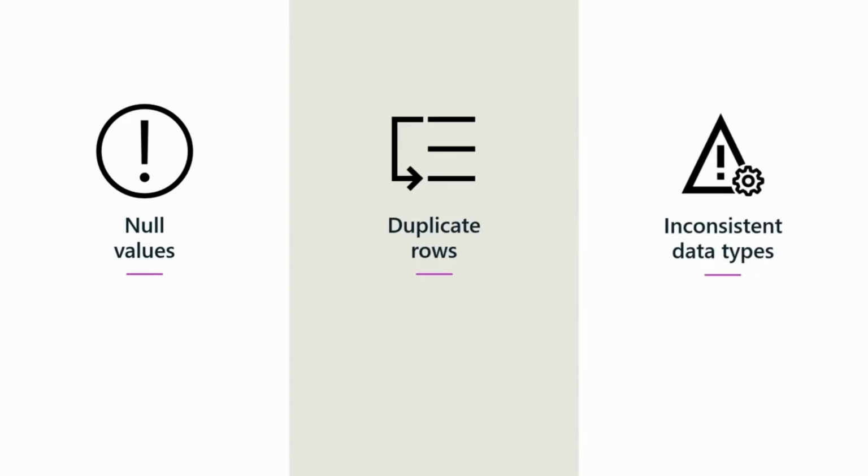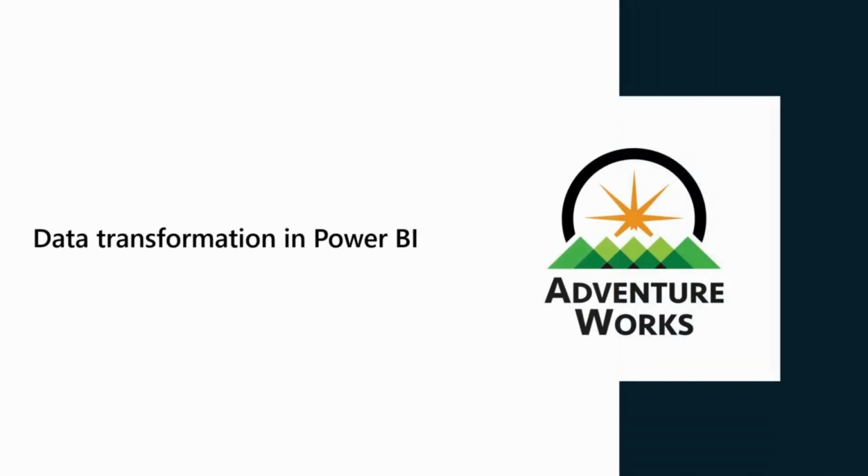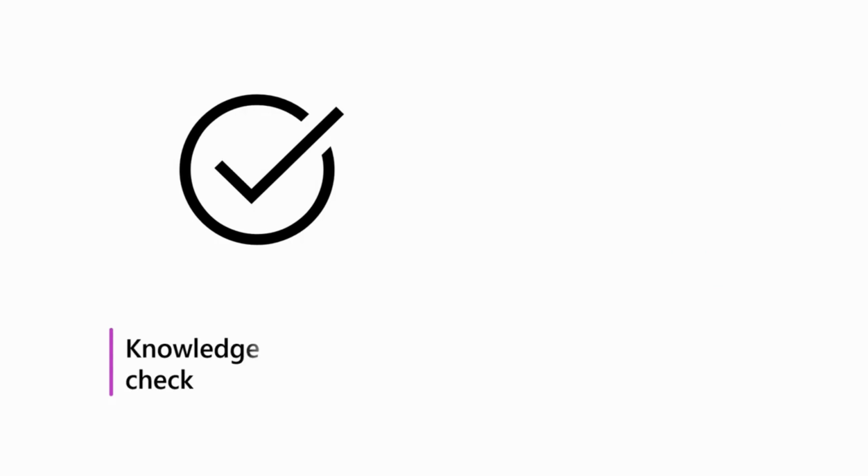You continued to explore Power Query by reviewing steps for dealing with common errors. Power Query can fix errors like null values, duplicate rows, and inconsistent data types. It's important to resolve these errors before analyzing your data in Power Query. You then made use of your new knowledge by helping AdventureWorks to prepare a data set by cleaning the data and resolving its errors. You then undertook a knowledge check.